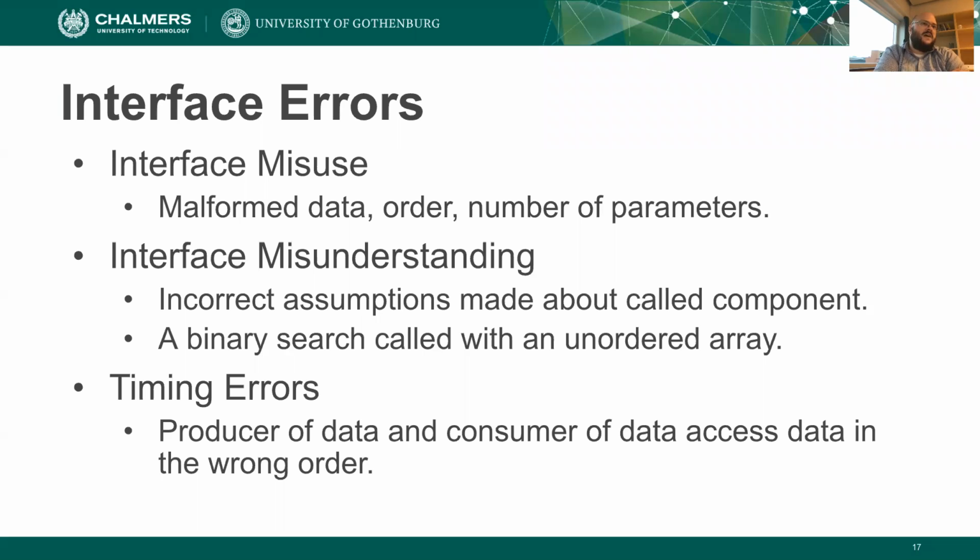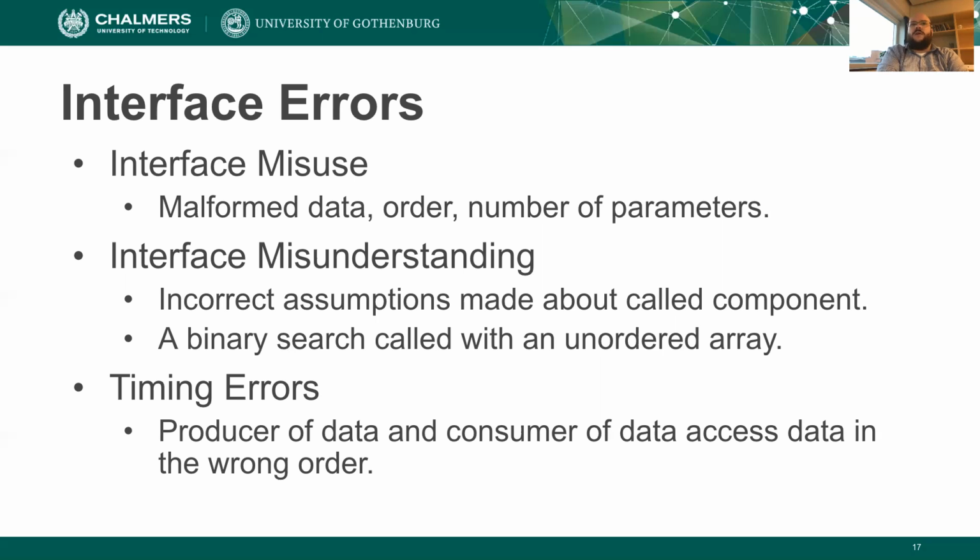This could be that you passed in data of the wrong type or malformed data of some kind. It could be that you passed parameters or data in the wrong order. It could be that you passed in the wrong number of parameters and called the wrong version of a method, right? You could have an interface misunderstanding. So you, rather than something where you called it with bad data or called it in the wrong way, might have just made bad assumptions about it. And as a result, the behavior returned from the called component was not necessarily what you expected. You got the wrong outcome.